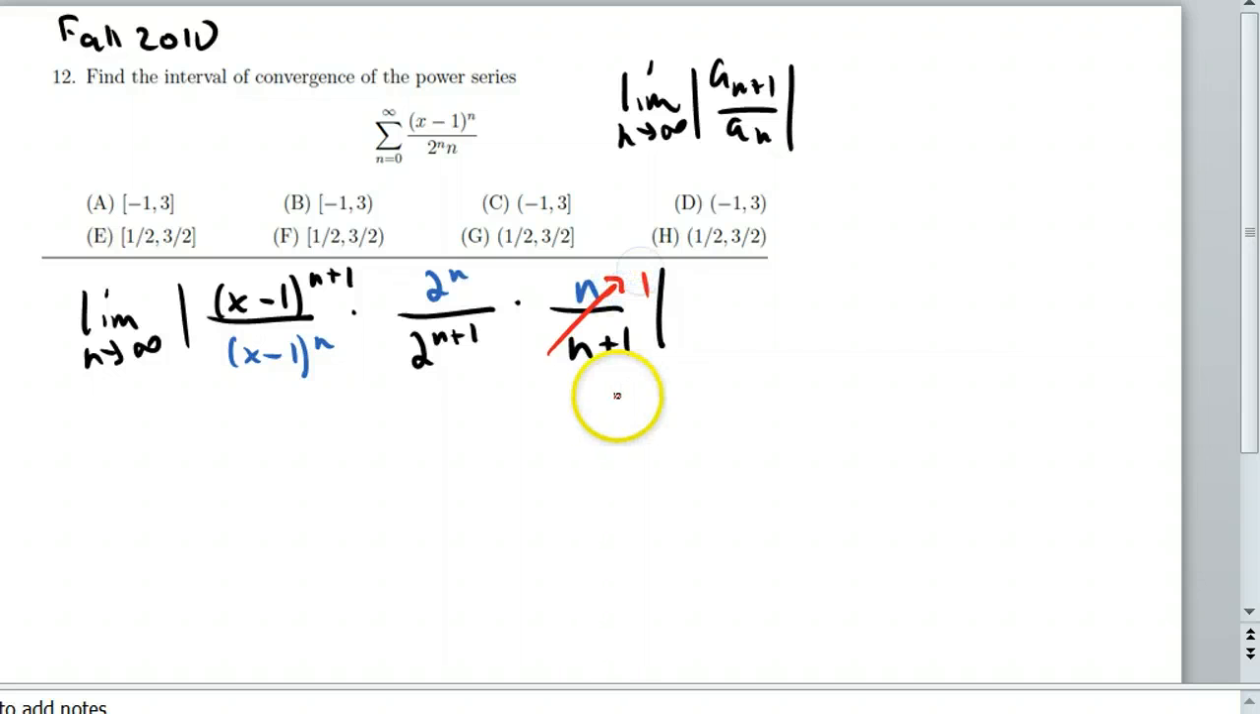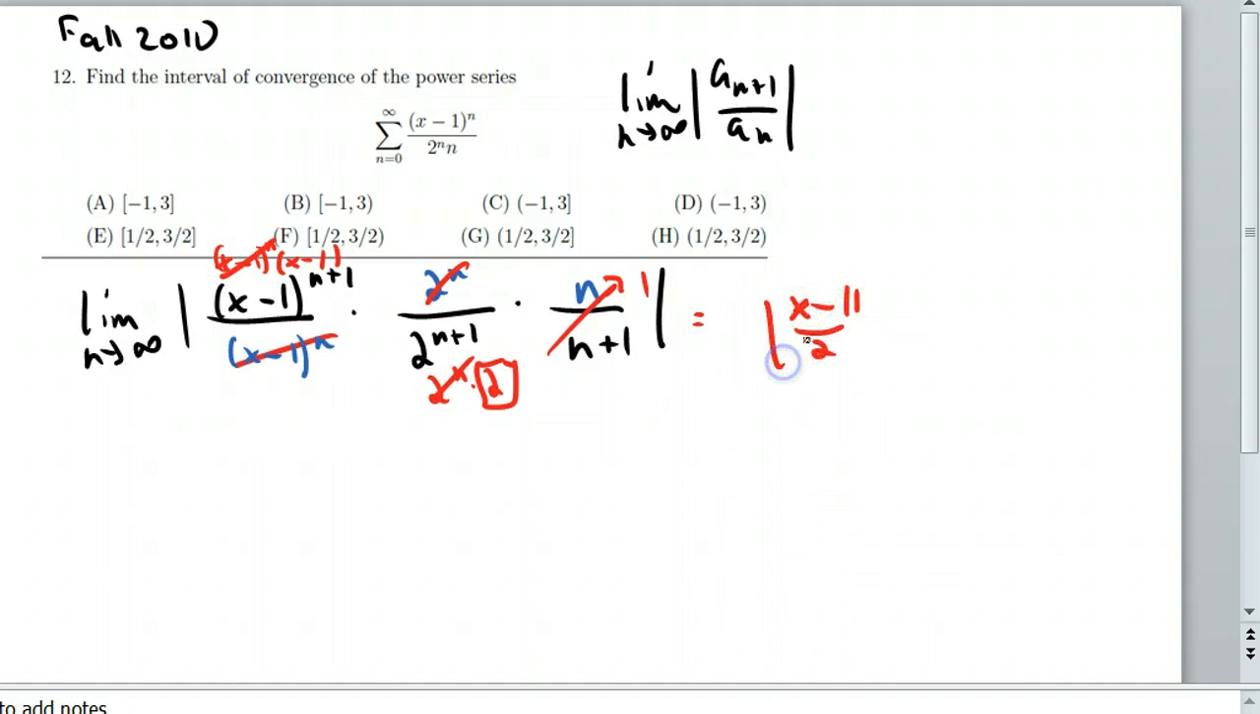This limit goes to 1. This is 2 to the n times 2, so it's a half, and this is x minus 1 to the n times x minus 1. So we end up with x minus 1 over 2, absolute value, forcing that to be less than 1.